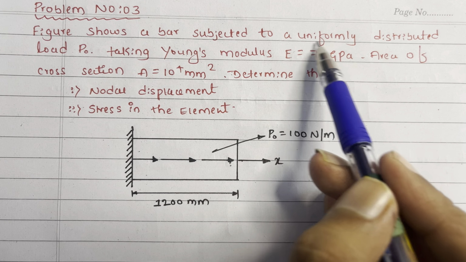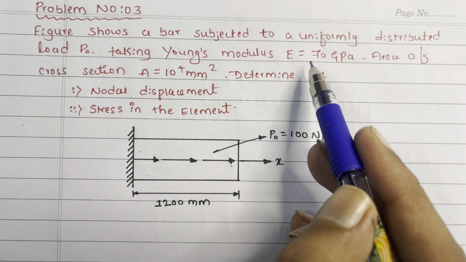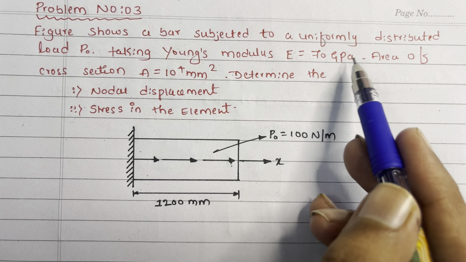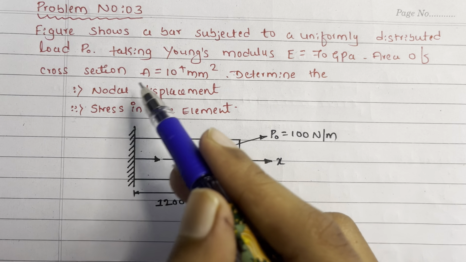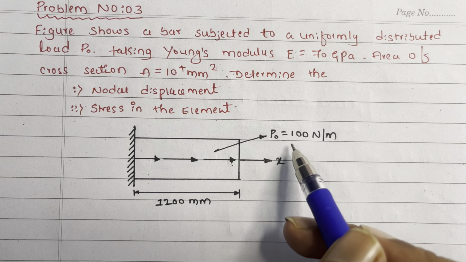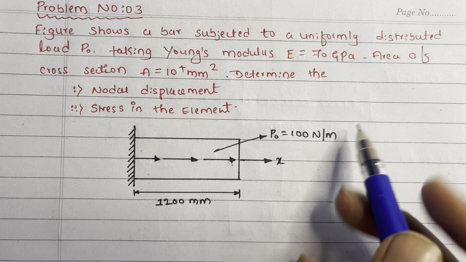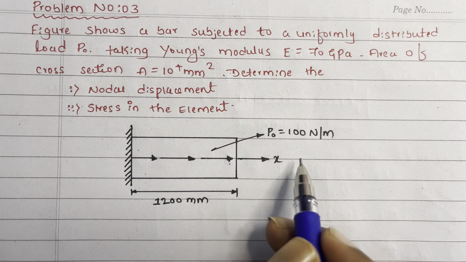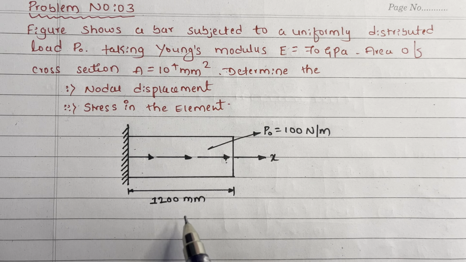Here we have a uniformly distributed load P naught, and Young's modulus is 70 GPa. So we have to convert this GPa to megapascal. Then area is in mm square, no problem. And here the load is 100 Newton per meter, so we have to convert this Newton per meter to Newton per mm. The direction is this side, this side is fixed, and the length is 1200 mm.